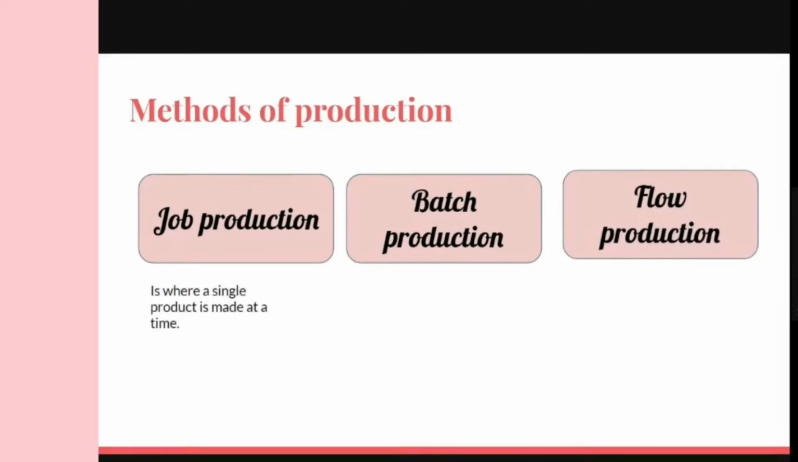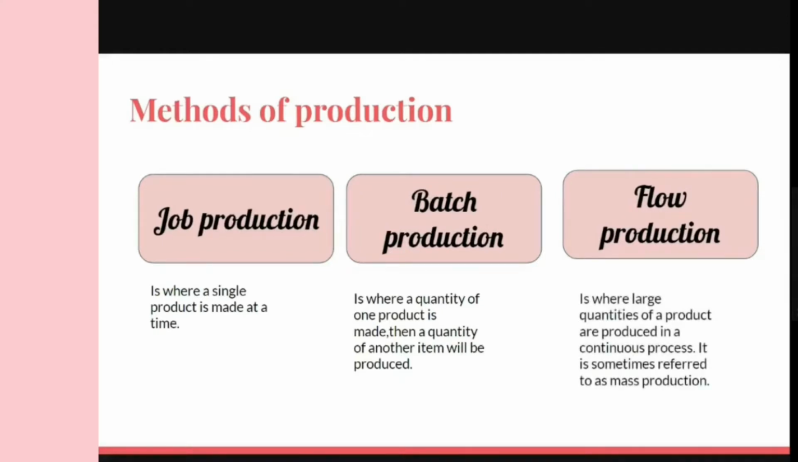Job production is where a single product is made at a time. Batch production is where a quantity of one product is made, then a quantity of another item will be produced. So there are a few different types of products. And flow production is where large quantities of a product are produced in a continuous process. It is sometimes referred to as mass production.